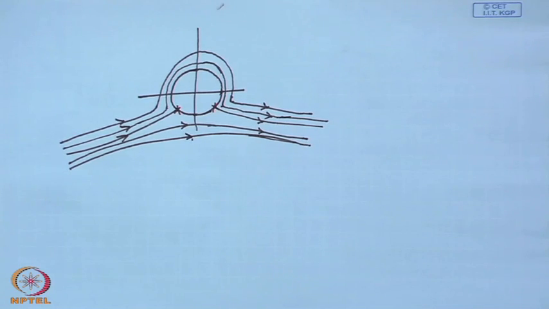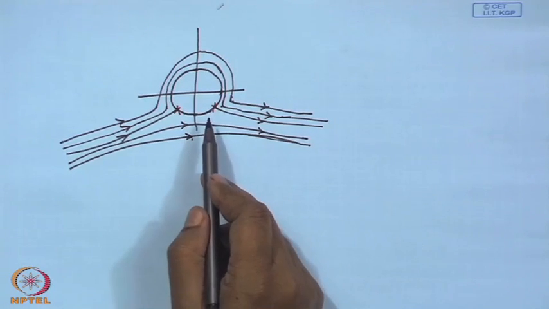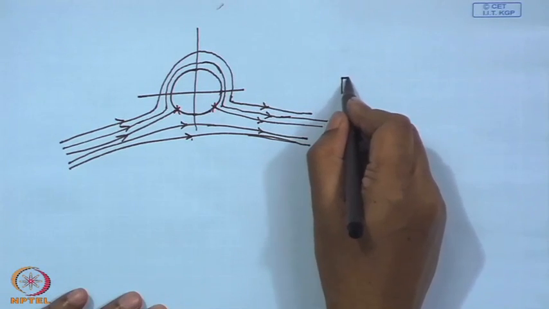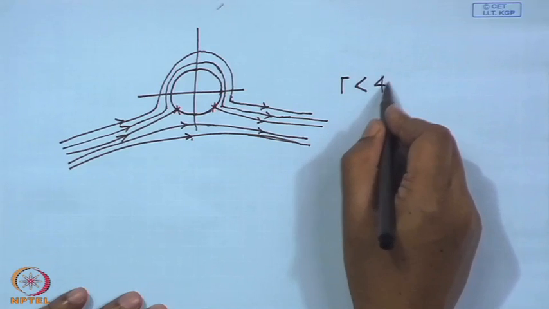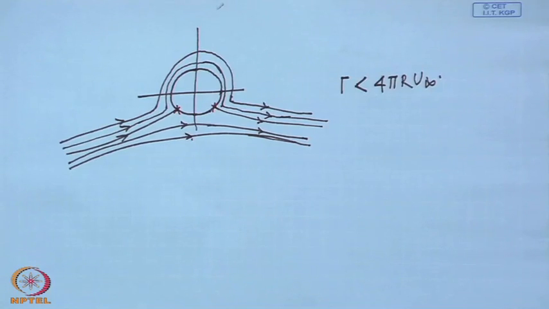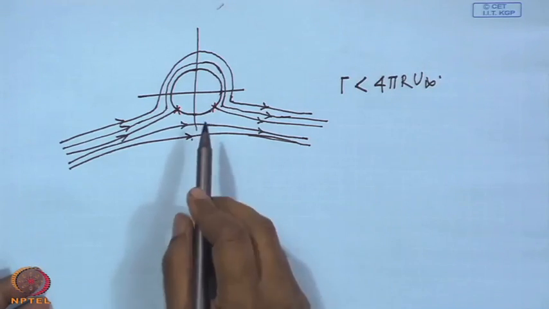As an example, if gamma is equal to 4 pi r u infinity, what will happen then? See, this is what we have seen when gamma is less than 4 pi r u infinity. This is the situation when gamma is less than 4 pi r u infinity. If now gamma equal to 4 pi r u infinity, then you see that this sin theta s has value minus 1, meaning that both the stagnation points will be then here.